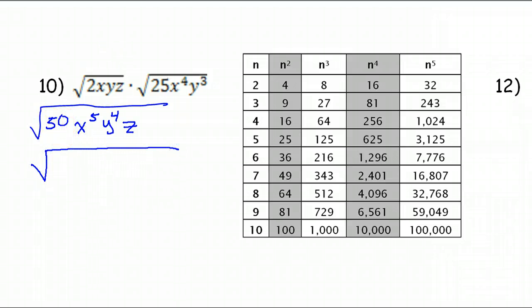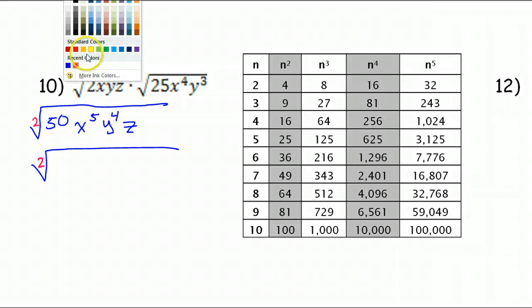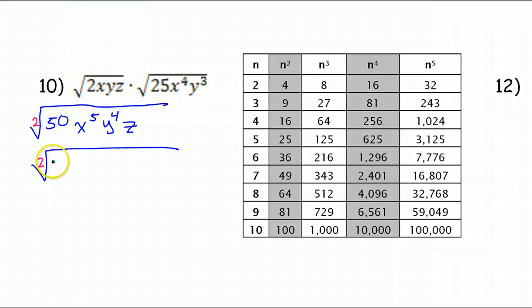50. Alright, please understand that there's an invisible 2 right here. This is the square root. You don't write the 2, but you imagine it. 50 is not on the n squared column. It's not there. But 25 is. And so I see that I can split up 50 as 25 times 2. So we should do that. 25 times 2. I'm going to go ahead and write the 25 in pink to remind me that I can take the square root of 25 later.